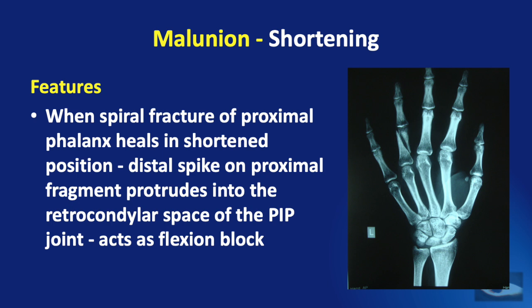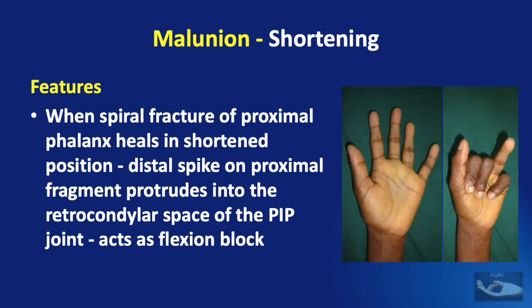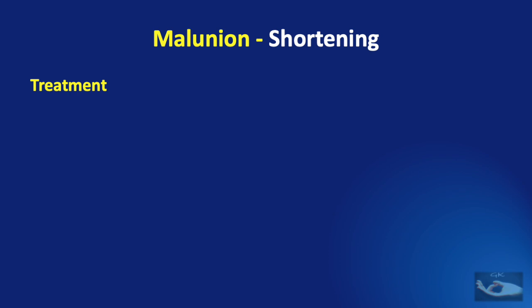When the spiral fracture of the proximal phalanx heals in a shortened position, the distal spike on the proximal fragment protrudes into the retrocondylar space of the PIP joint, and this acts as a flexion block. This results in limitation of flexion at the proximal interphalangeal joint. There are 4 treatment options available for the treatment of this type of malunion.